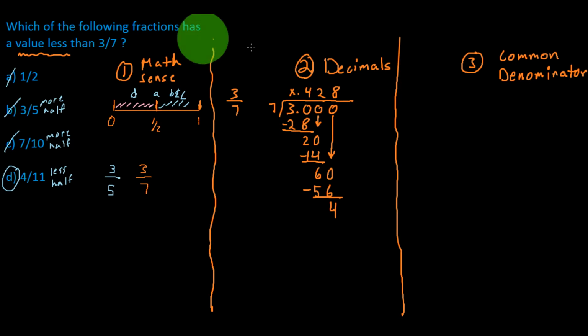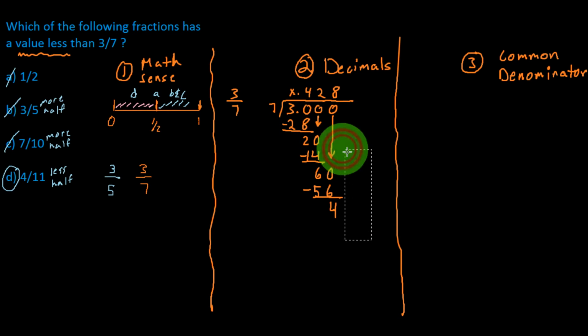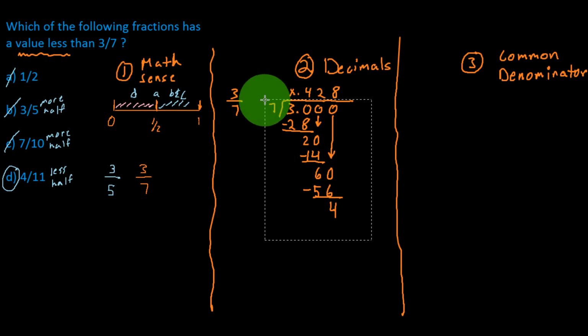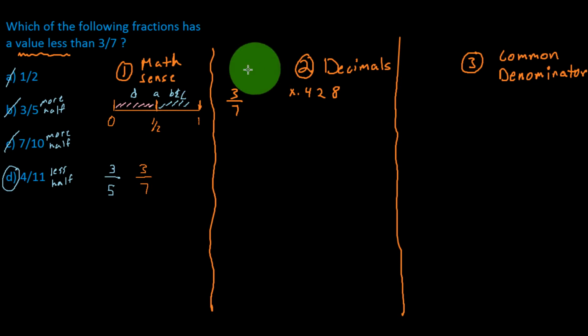So let's get rid of all this extra information real quick. And let's get rid of this X as well. And now I'm just going to bring 0.428 over next to 3/7 here. So 3/7 is equivalent to 0.428.